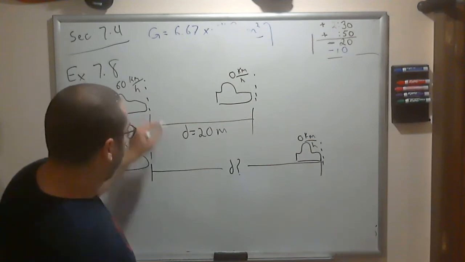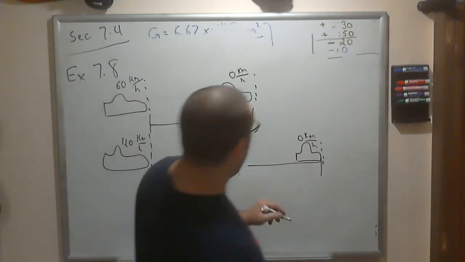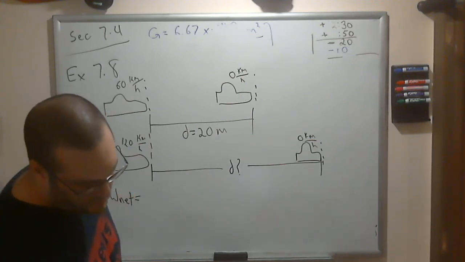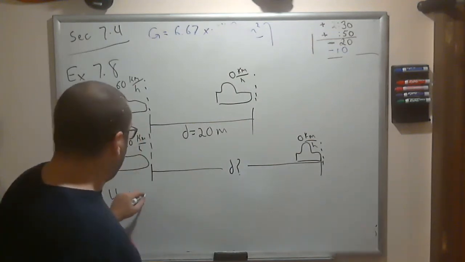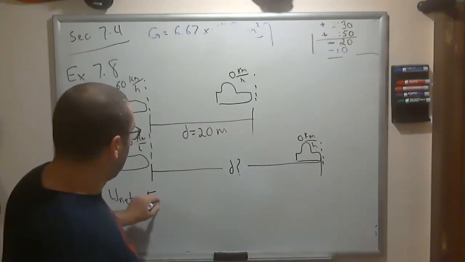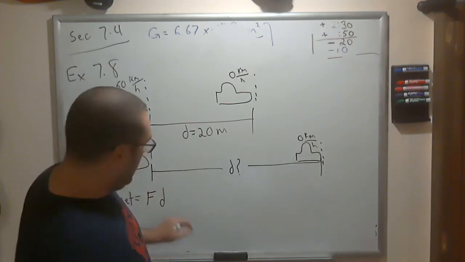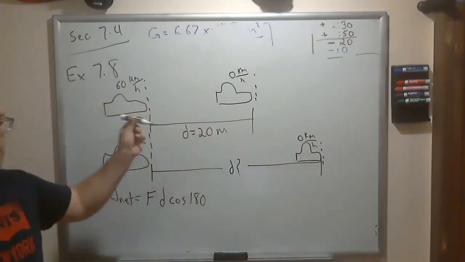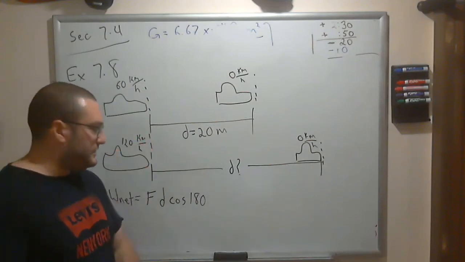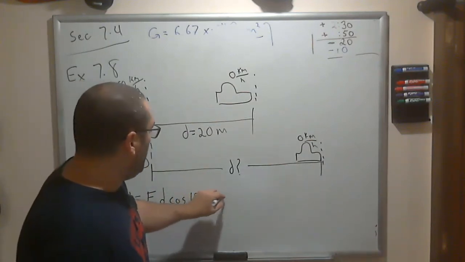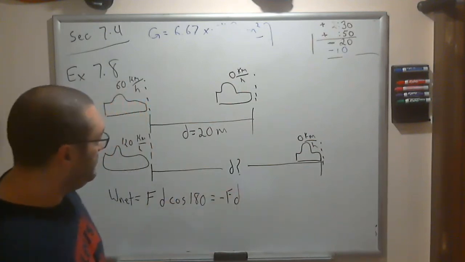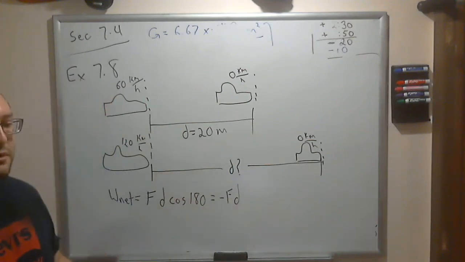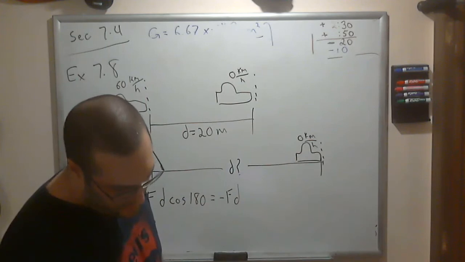So let's figure out what the net work is first. All right, so the net work in this system is equal to the force times the distance, like we just said, and then the cosine of 180, right? Because our force is actually decelerating. It's the opposite way. So the net work on the system is going to be negative, right? We're taking the energy out of the car. So this is the work done by the brakes on the car.